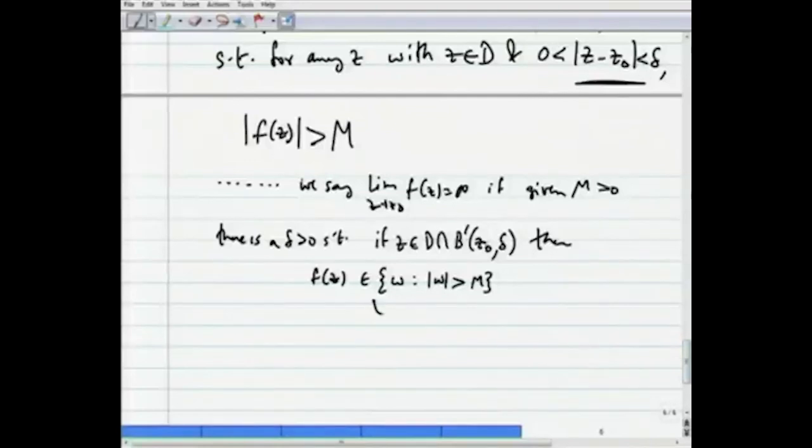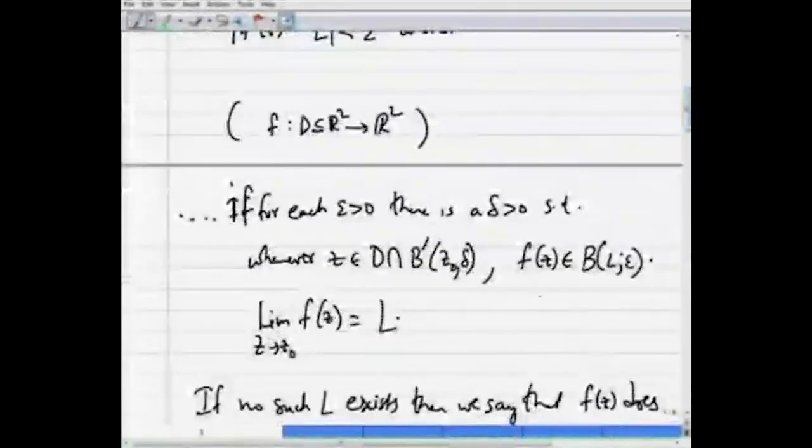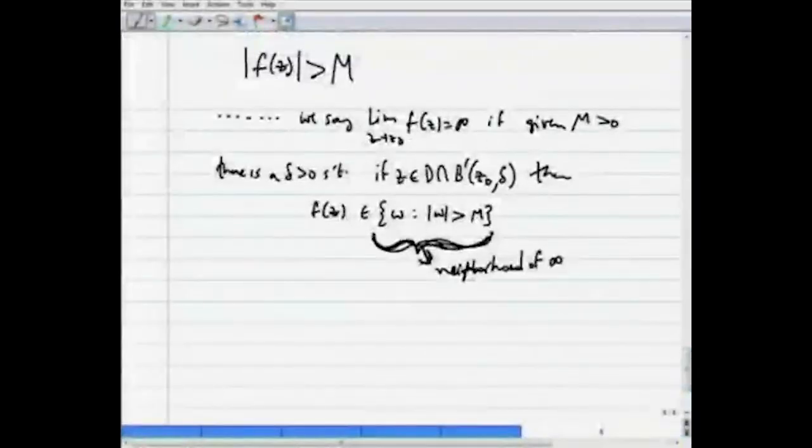And the point of doing this is that we recognize this to be a neighborhood of infinity. Recall, we called such things neighborhoods of infinity when we studied the topology of the complex plane. So, in that sense, this definition is similar to the earlier definition, where we said that f of z belongs to a neighborhood of L, an epsilon ball around L. Here we are allowing L to be infinity. So, the epsilon ball around L will look like this, although it is not really an epsilon ball, but a neighborhood of infinity.